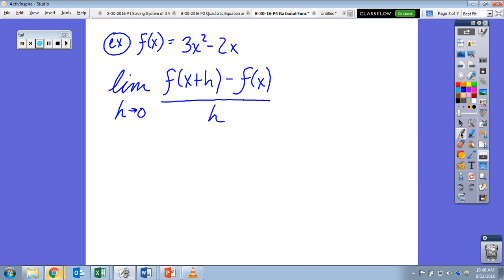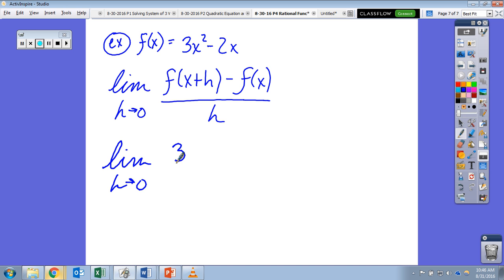Okay, so let's go from here. f of x plus h. So f of x is this. What would f of x plus h be? What do you guys think? Okay, so let's keep going. So it's the limit as h approaches 0. Don't forget to write that we're finding the limit of this. Okay, so f of x plus h would be 3x squared minus 2 plus h.